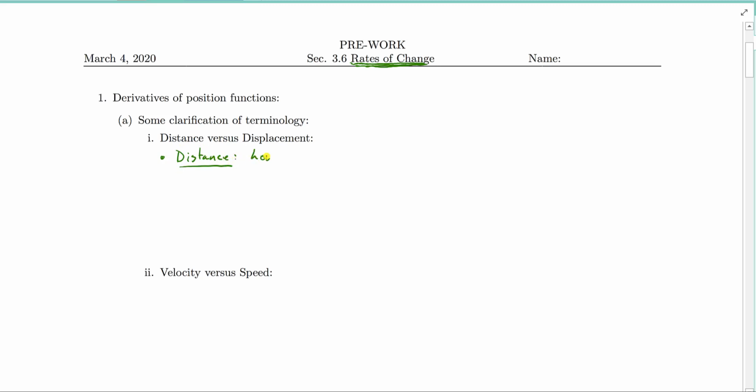So for distance, I'm not going to give a great definition for it, but let's say that distance is how far an object travels along a given path. Okay. And we will get a better definition of distance later on when we get into Chapter 5 and when you move on to Calc 2. You'll get different interpretations of what we mean by path. But right now we could say the distance an object travels is simply how far it goes along a given path. Let's look at an example of that.